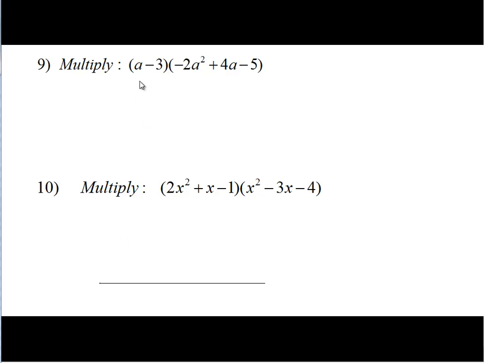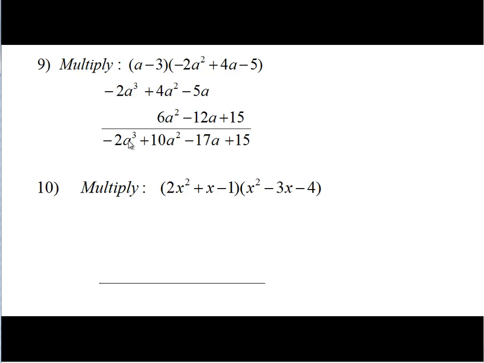Number 9, multiplication. I just multiply them out. A times 2a is 2a cubed. A times 4a is 4a squared. A times minus 5 is minus 5a. 3 times 2 is plus 6a squared. 3 times 4 is 12a. 3 times 5 is 15. And if you multiply them and line them up, you'll get 2a cubed, 10a squared, minus 17a, and 15.